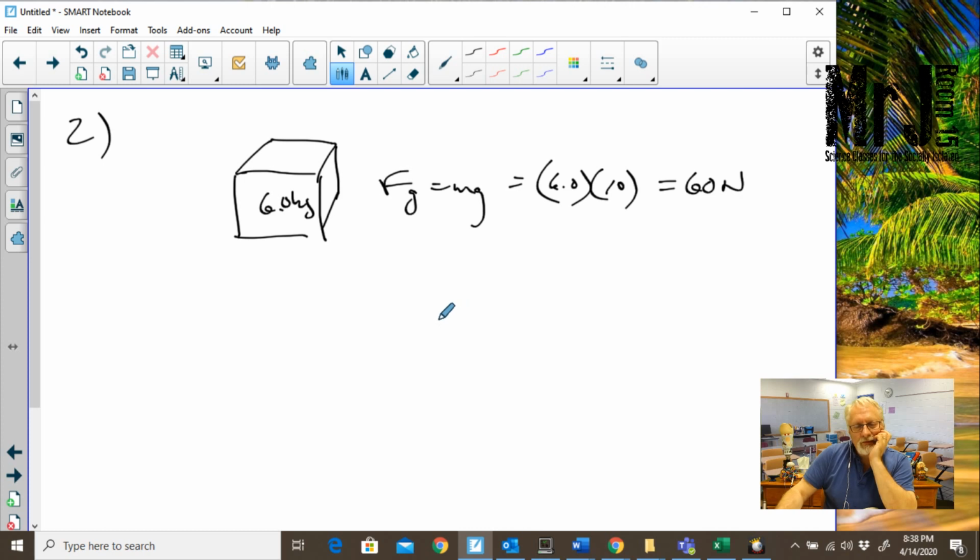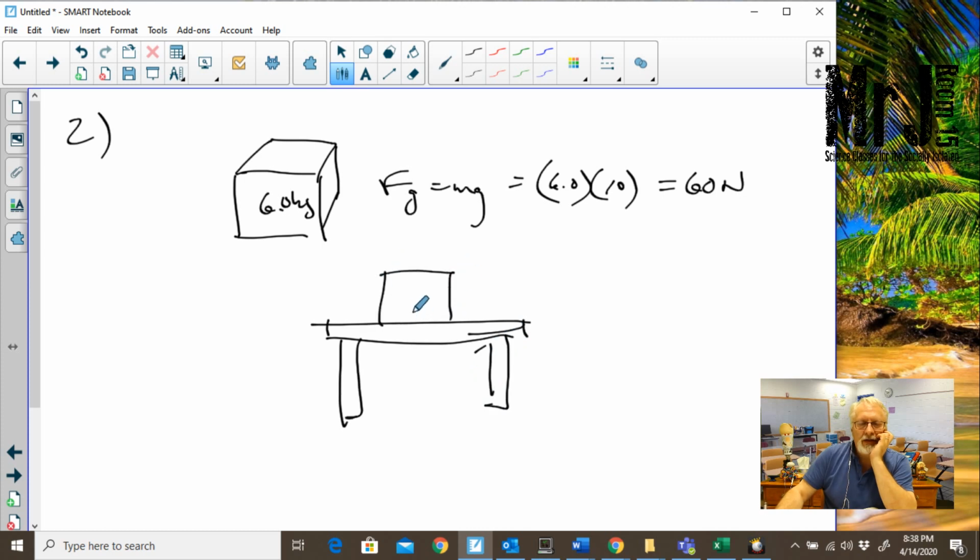But let's take another look, because where is that box? Well, that box is, say, sitting on a table. And so we know from our box, we've got this force of 60 newtons going down. And remember that this 10 comes from the acceleration. Is this accelerating?